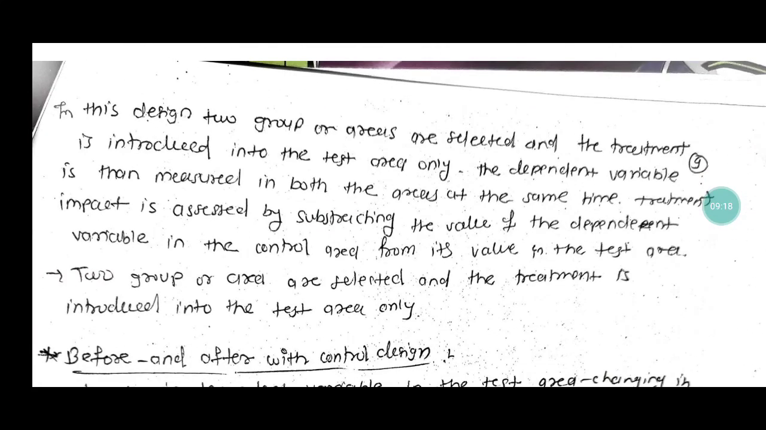And in this design, two groups or areas are selected and the treatment is introduced into the test area only, where the dependent variable is then measured in both areas at the same time. Treatment impact is assessed by subtracting the value of the dependent variable in the control area from its value in the test area.